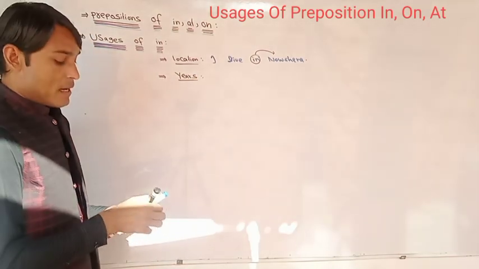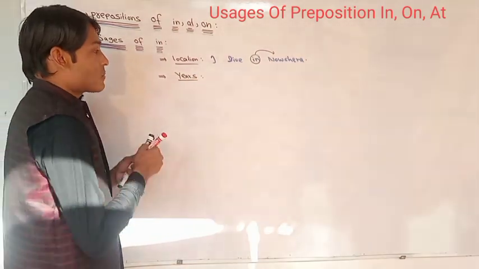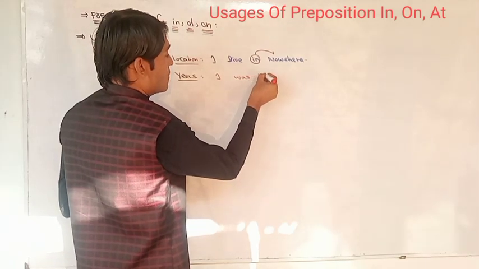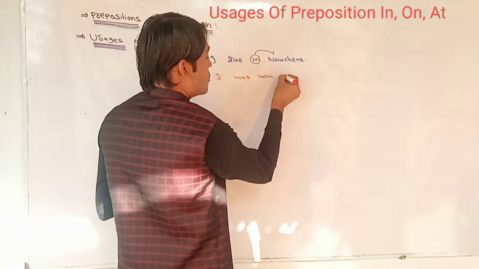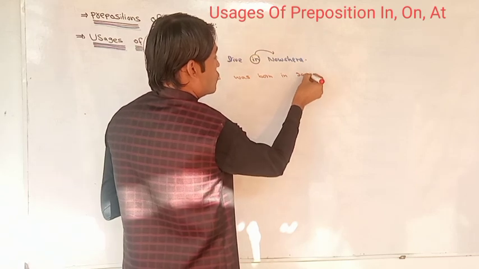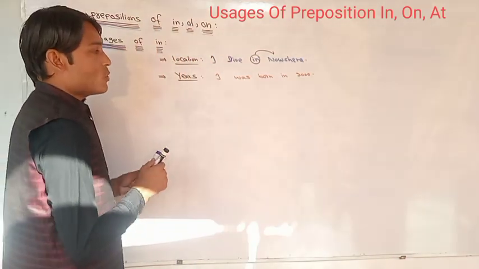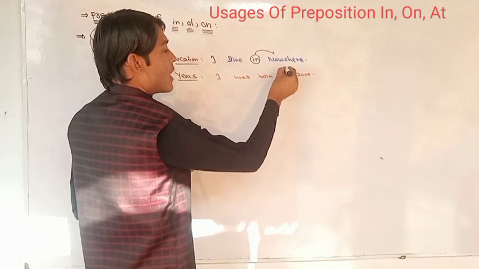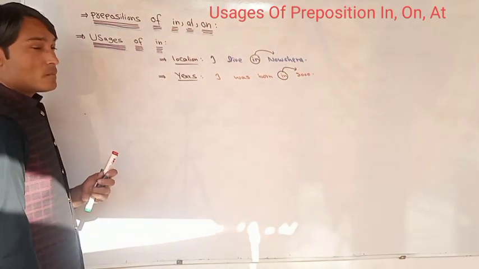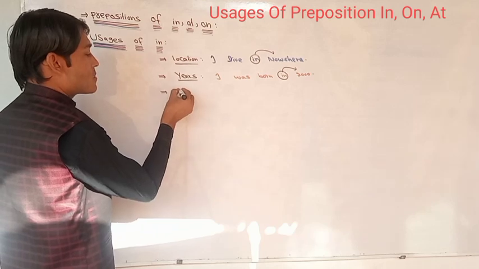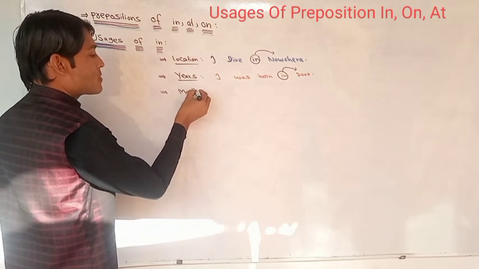For example, I say that I was born in dash. So I said 2000. So 2000 here is what? 2000 is actually a year. So we can use in before the name of a year. We can also use in before months.